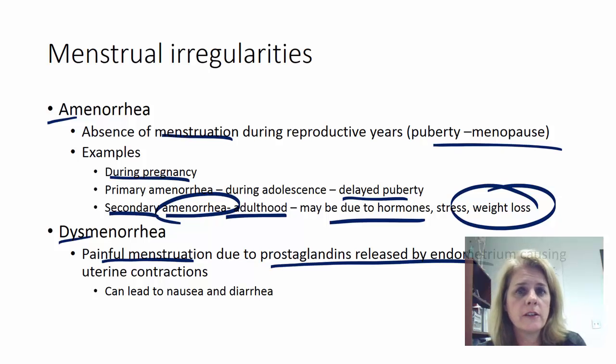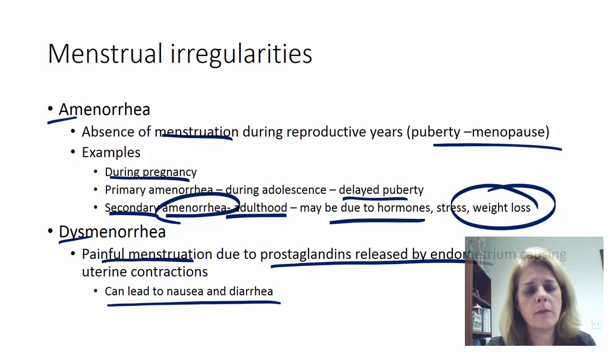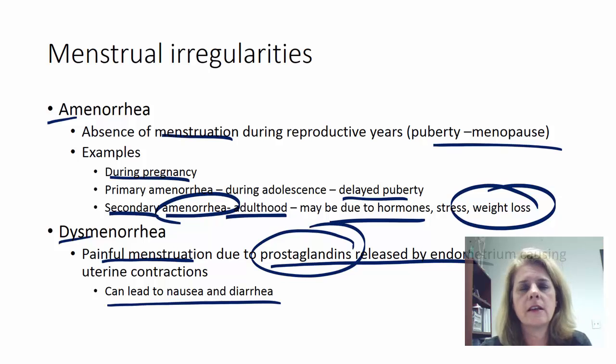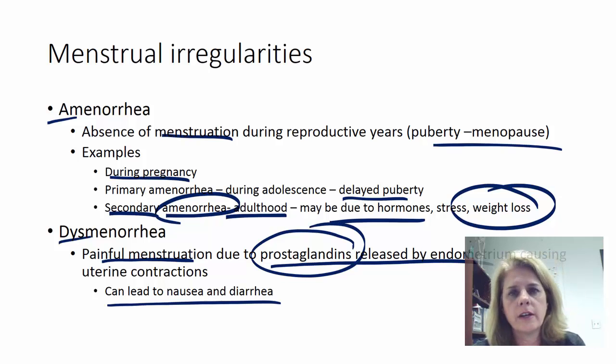They have a lot of prostaglandin receptors, and maybe they make a lot of prostaglandins, and so they get really hard cramps. Because the cramps are there, the uterine contractions are there to help slough off and release the endometrial layer. But for some people it's very painful. And it can actually cause nausea and diarrhea in some people, and that's because of these prostaglandins. They can cause those secondary effects.